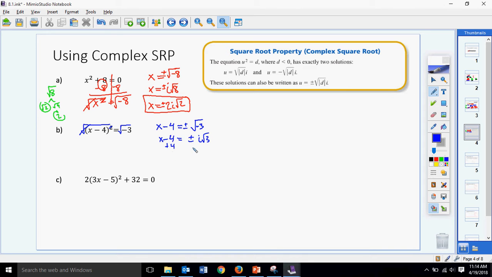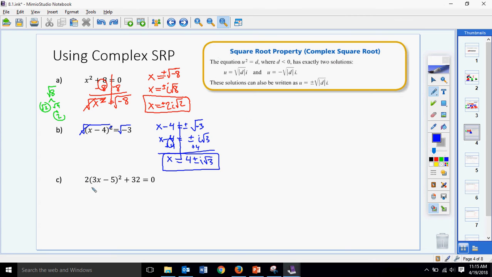Now I'm ready to get x by itself, so I want to add 4. 4's cancel, and I get x equals 4 out in front plus or minus i square roots of 3. Okay, I cannot combine these. These aren't like terms. It's 4 plus or minus all of this. Remember, those are two answers. 4 plus i square roots of 3 and 4 minus i square roots of 3. Two solutions in a quadratic equation.